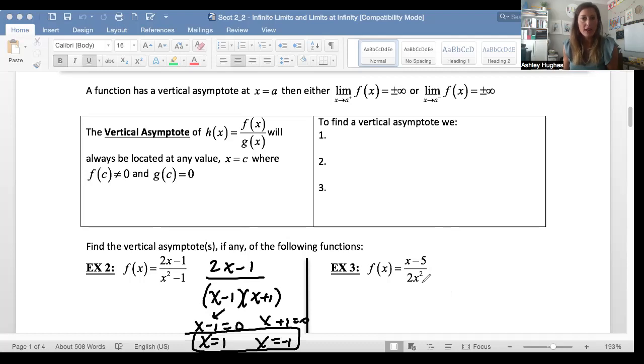This one I cannot factor either, so I just set the bottom equal to 0, so that would be x squared equals 0, and x equals 0.